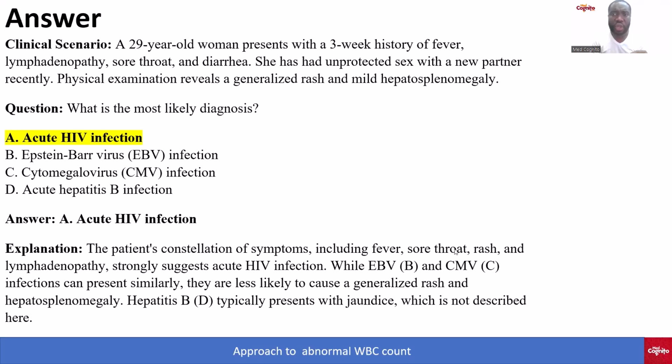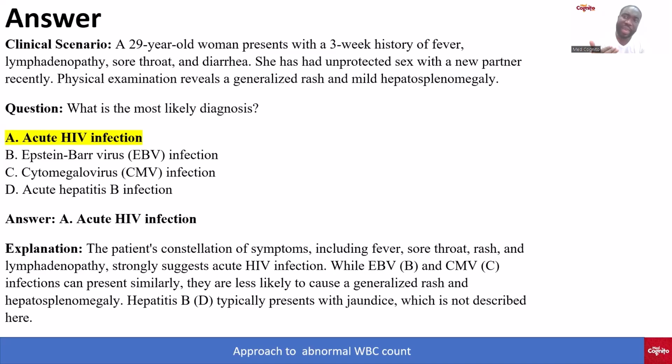Fever, sore throat, rash, lymphadenopathy, in the context of unprotected sex with a new partner. So those are the features, right? Now, the issue is that Epstein-Barr virus and cytomegalovirus can also present with similar symptoms. However, they are less likely to cause generalized rash and hepatosplenomegaly.